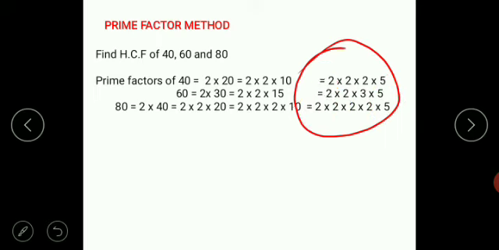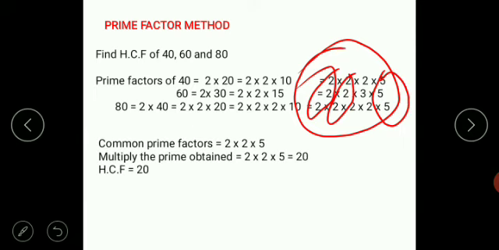Which are common? First, see this 2 is common. Then next the second 2 is common. Here 2 is there, here 2 is there. But the second 2 is not there in another. Only 2 2's are there. Third one is not there. Here also only one 2 is there, but in 80 2 is there, but in 40 another 2 is not there. So which is common here now? 5. 5 is there in all the 3. So common prime factors are 2 into 2 into 5.